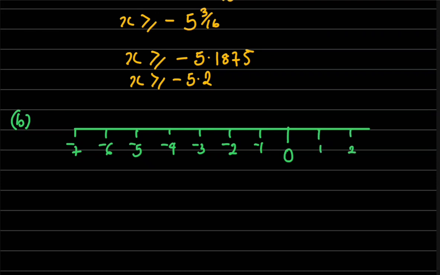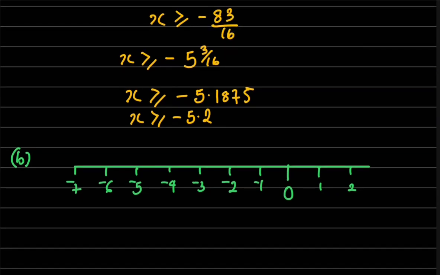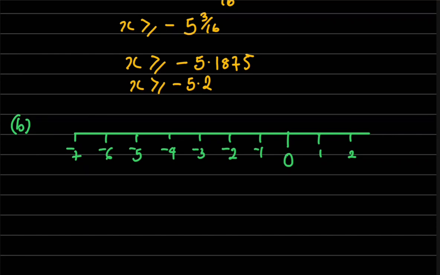Now you see what we have here is -5.2. So it's a little bit to this side. Let's say -5.2 is around this side. Now if you check, we have an equal to sign attached to it, not just greater, but greater than or equal to. So we are going to tick it in, just to take care of that.